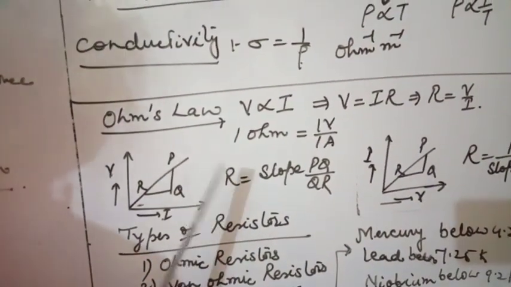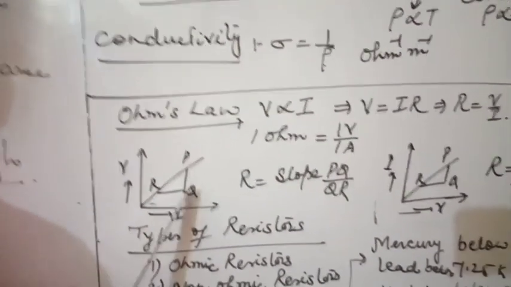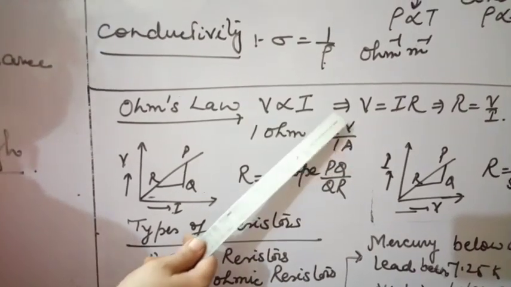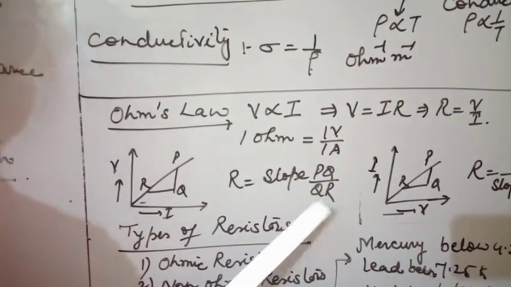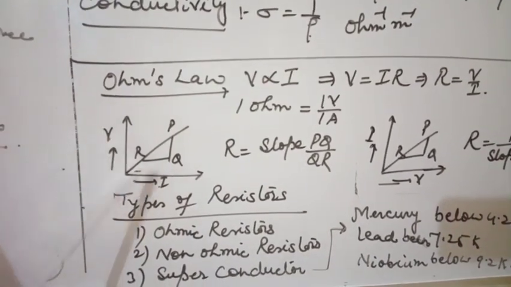That will give the value of R. How? Very simple. PQ will give the value of V, QR will give the value of I. You know V upon I is equal to R. So in this way, slope will give the value of R. But that I explained for V versus I.